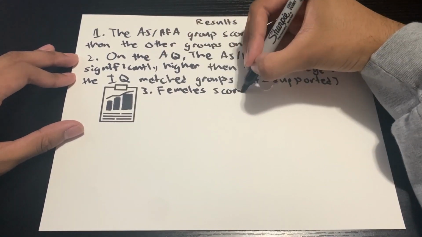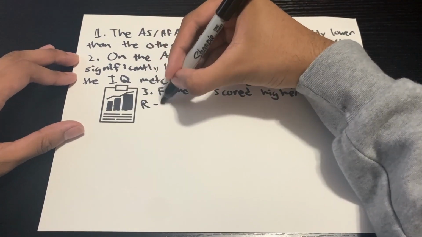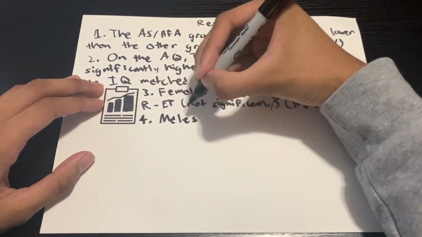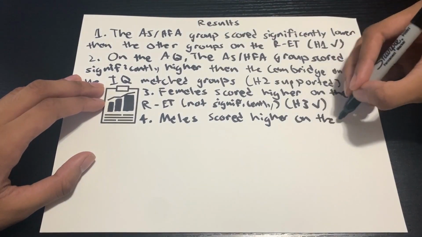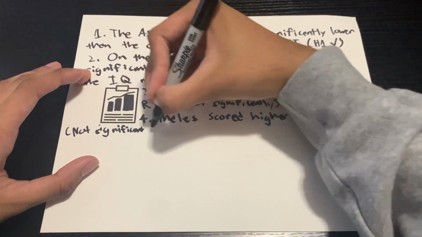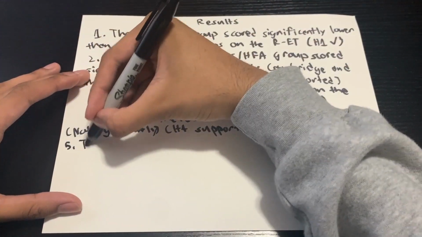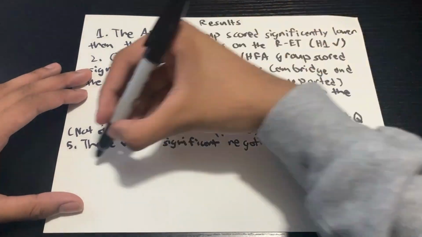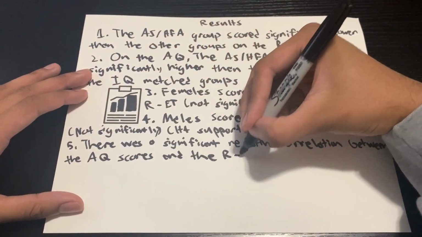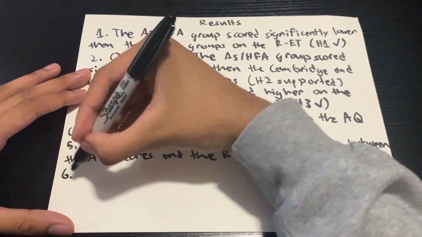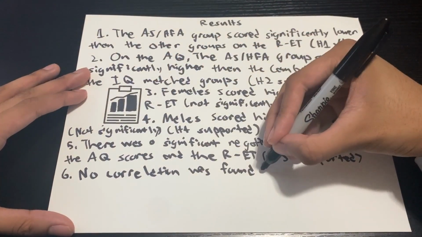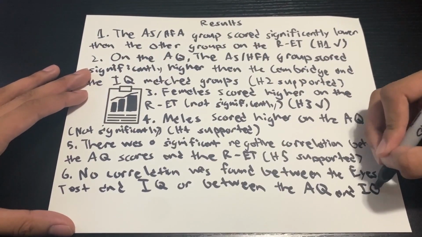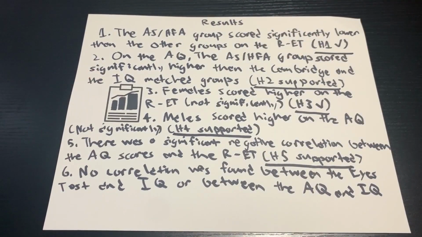Females scored higher on the RET, but not significantly. However, it still supported hypothesis 3. Males scored higher on the AQ, but not significantly either, and that still supported hypothesis 4. There was a significant negative correlation between the AQ scores and the RET scores, which supported hypothesis 5. This meant that as autistic traits went up, theory of mind went down, and vice versa. And finally, there was no correlation found between the AICE test and IQ, or between the AQ and IQ.